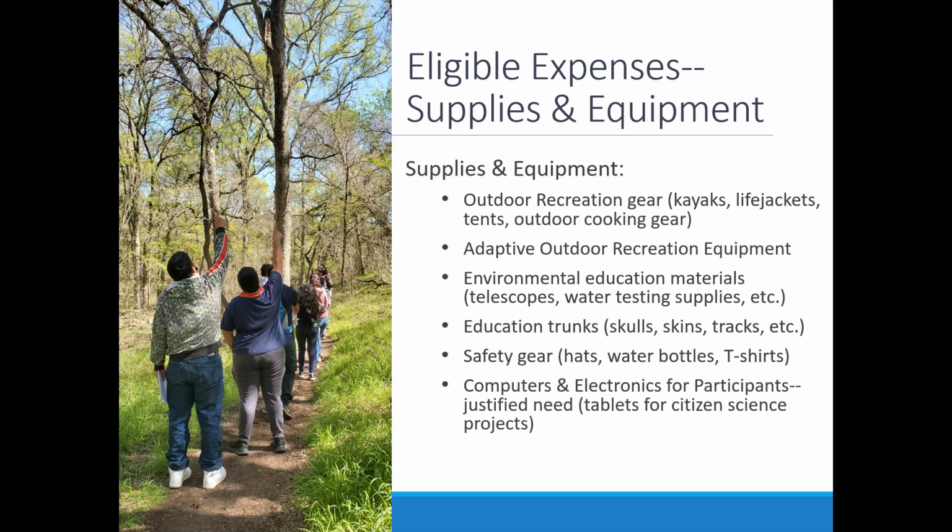Around supplies and equipment, here are some of the things that we see most often: outdoor recreation gear, such as kayaks, life jackets, tents, outdoor cooking gear, etc. Adaptable outdoor recreation equipment is a great thing to include in the grant, and that can be expensive, so it's a great use of the grant funds.